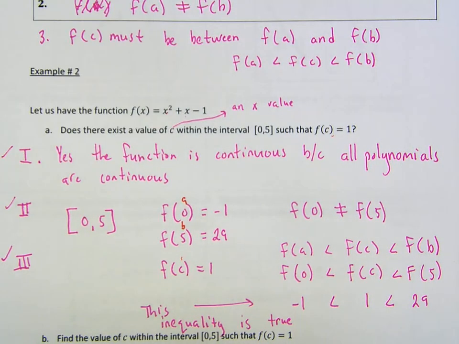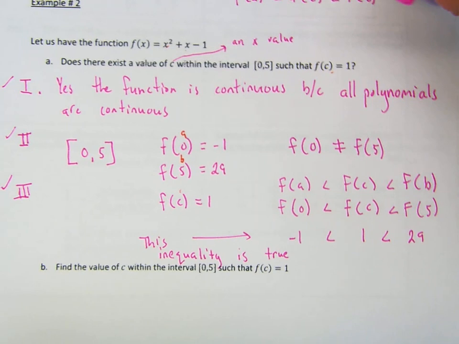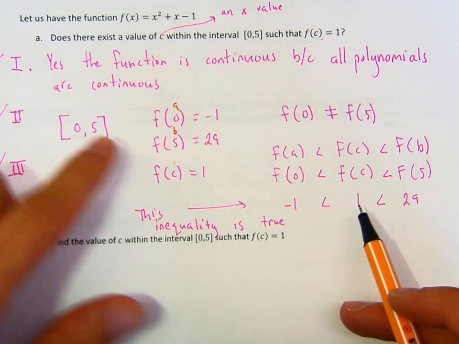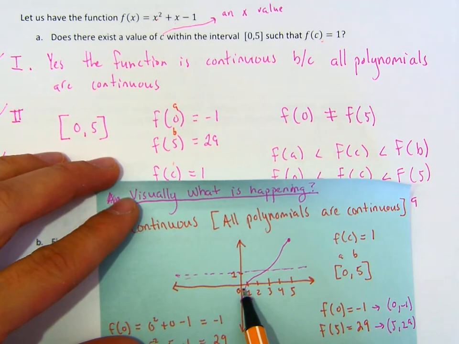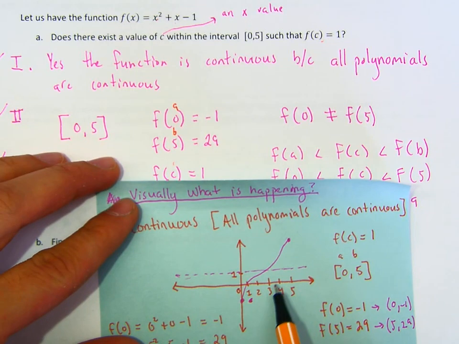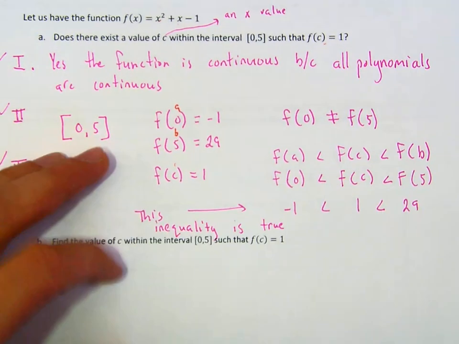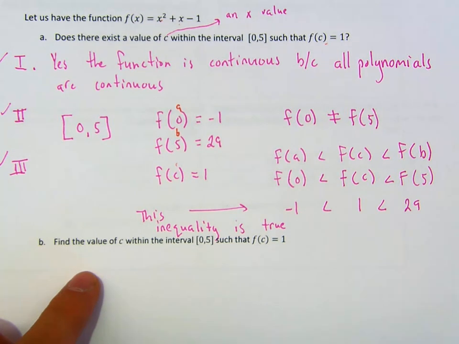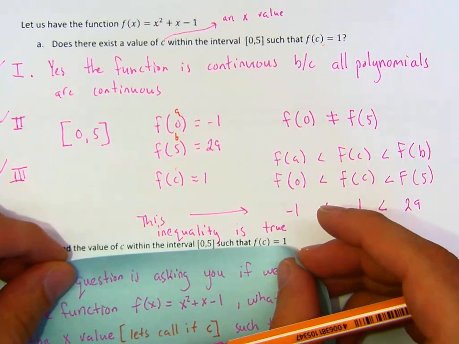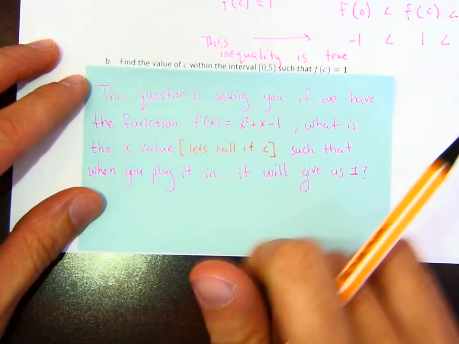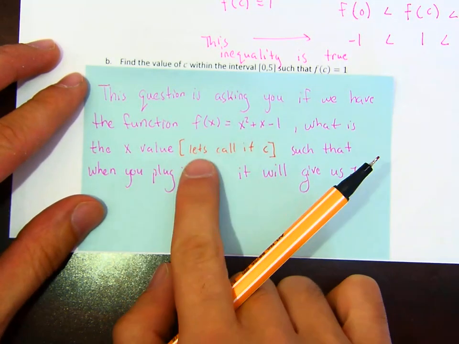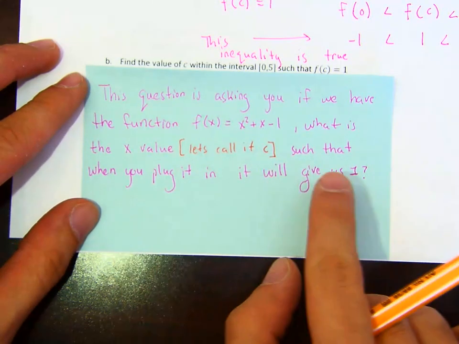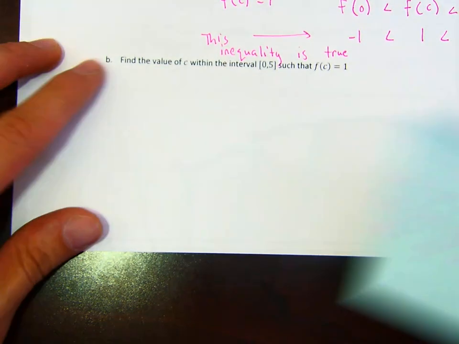Now the next question we have over here, which gets a little bit better, it's saying, okay, you're saying there exists, let me draw the picture again. You're saying that there exists a value, an x value between 0 and 5, such that when you plug it in, you get 1. What this question is saying is, if we have the function x squared plus x minus 1, what is the x value, let's call it c, such that when you plug it in, it gives us 1. It's saying, okay, well, what is that c value?